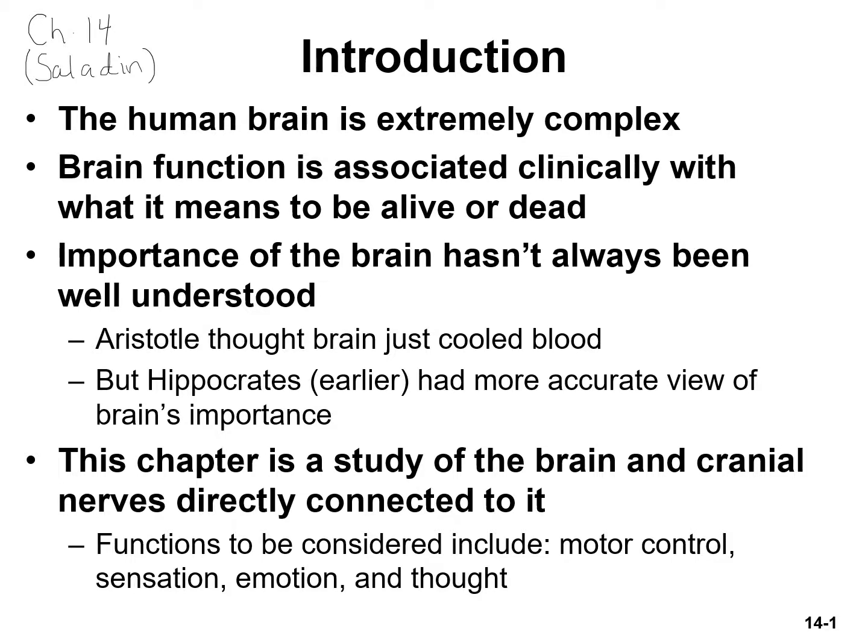and functions. So what this chapter is setting out to do really is provide you with an overview of the anatomy and basic physiology of the brain and cranial nerves, which are directly connected to it. So some of the functions that we'll be considering with this chapter are motor control, sensation, emotion, and thought.